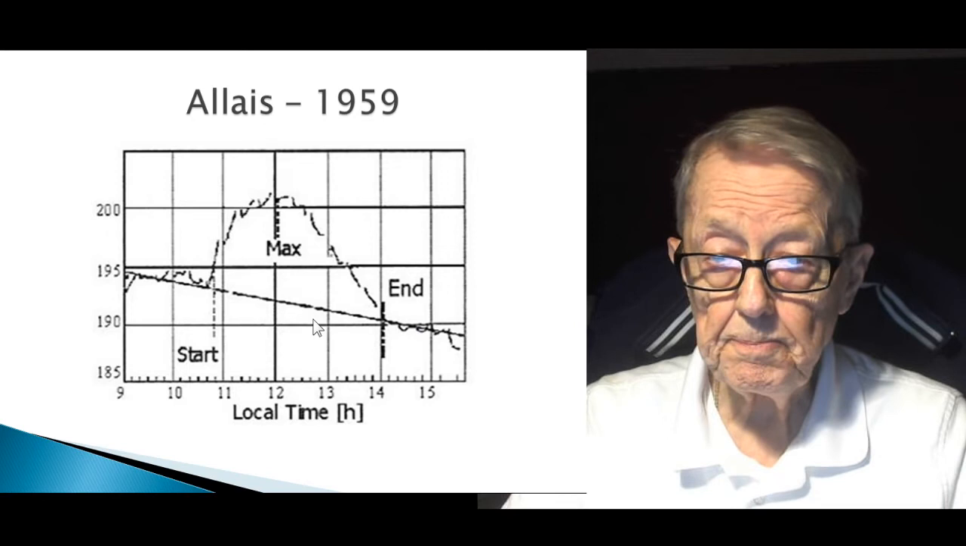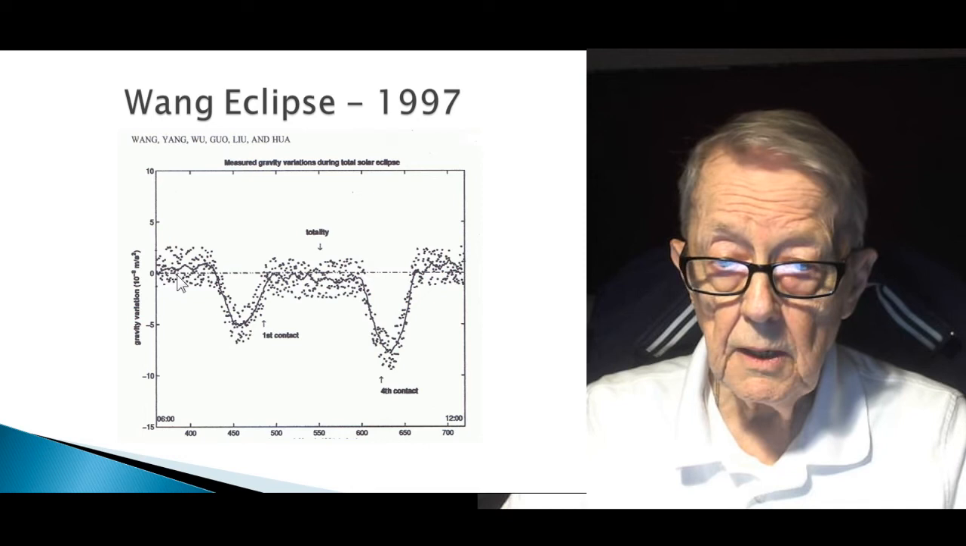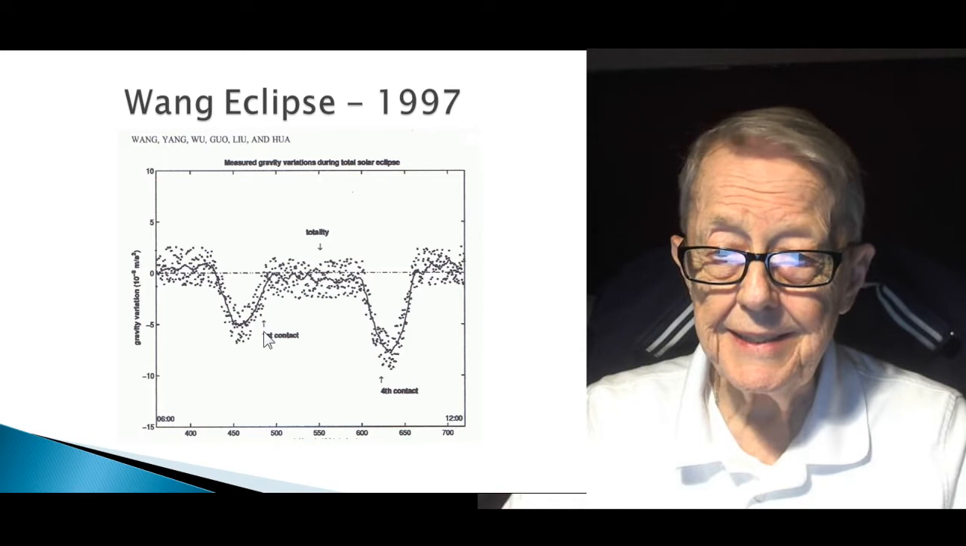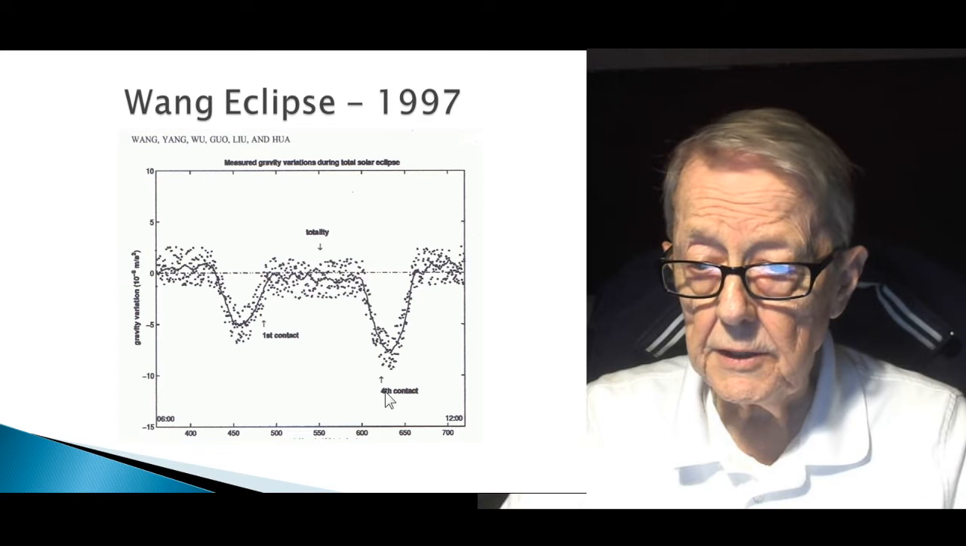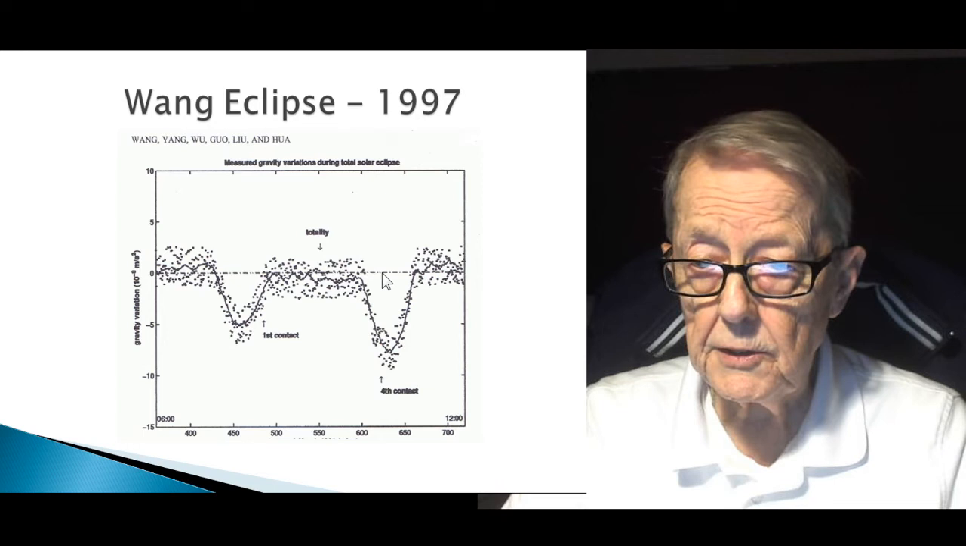The Wang eclipse. Well, what you'd expect in measuring using a gravimeter is that the value is going to be a certain value until he has recorded here the first contact. This is totality. He had a total eclipse. And this is the fourth contact, when the moon finally moves away from the sun. What you would expect at this point is to slowly go down, slowly increase to this point and out. Clearly, that's not what he got.